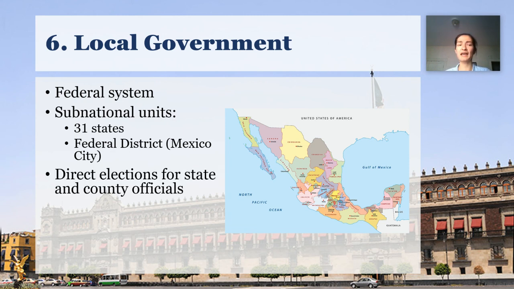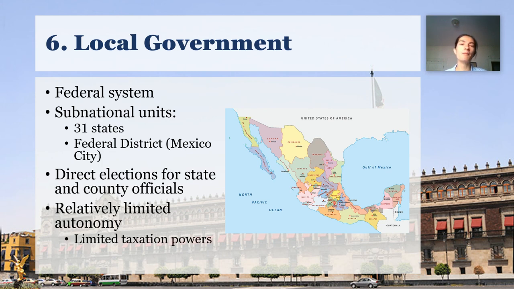In general, state and county officials in Mexico are also directly elected as opposed to being appointed. So this is another source of political competition. But it's also worth noting that if your model for a federal system is the United States, Mexican states have much less autonomy than subnational units of government do in the US. The primary reason for that is that they have pretty limited powers to raise revenue. About 90% of all of the tax revenue in Mexico goes to the federal government, not to state or local governments. And if you can't spend money, it's really hard to implement policies.